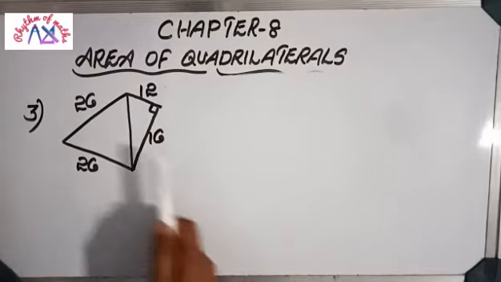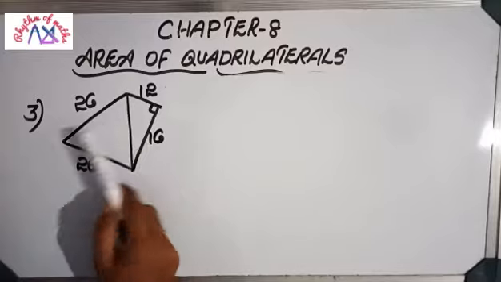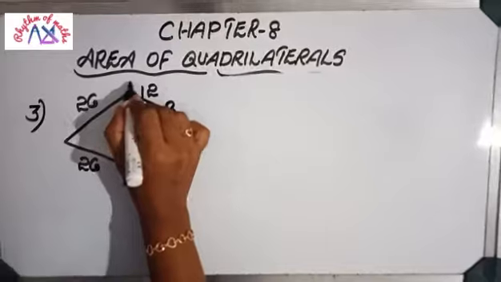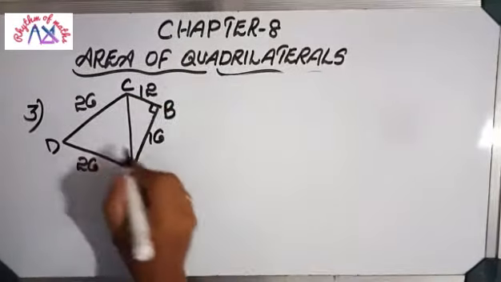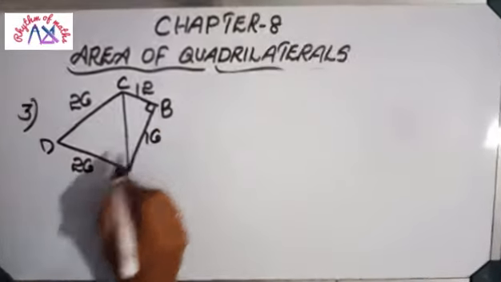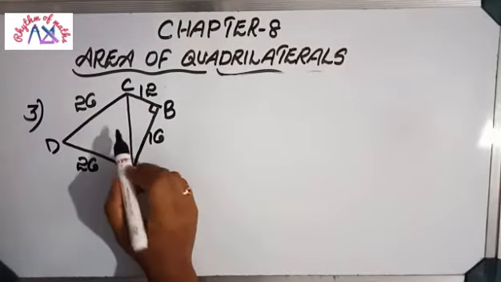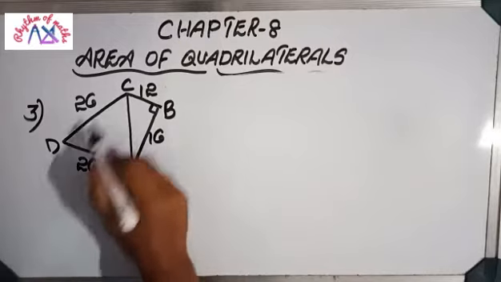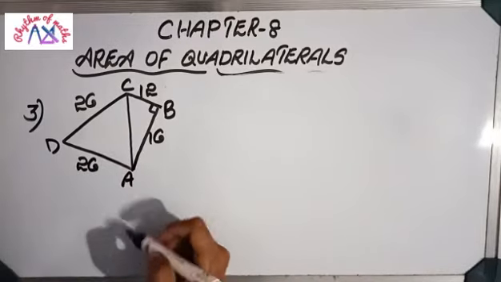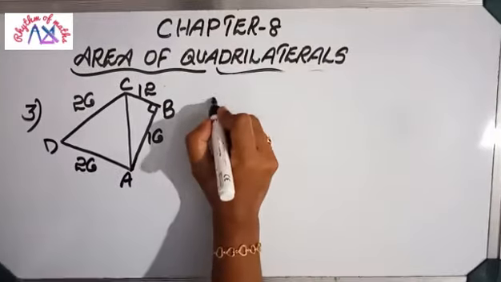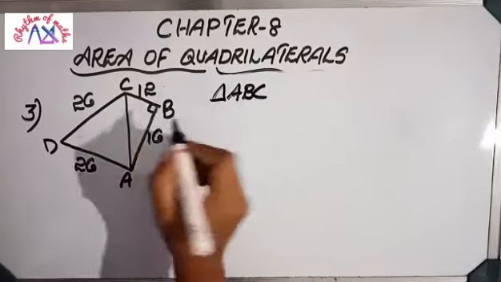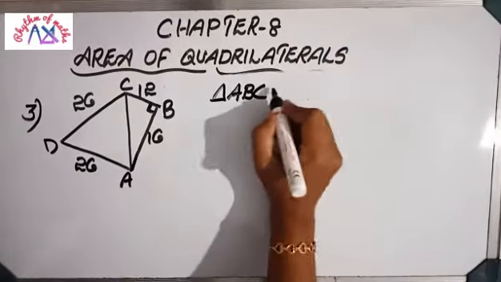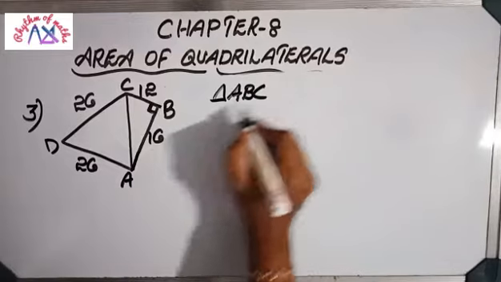Here the diagonal is not given and the heights to the opposite vertices are also not given. So first of all let's split this quadrilateral into two triangles. First consider the points as A, B, C and D. This is the quadrilateral. Here ABC is the first triangle and ADC is the second triangle. If we know the areas of these two triangles, by adding them we will get the area of the quadrilateral. So first of all let's consider triangle ABC. It's a right triangle. What is the area equation for triangle ABC?